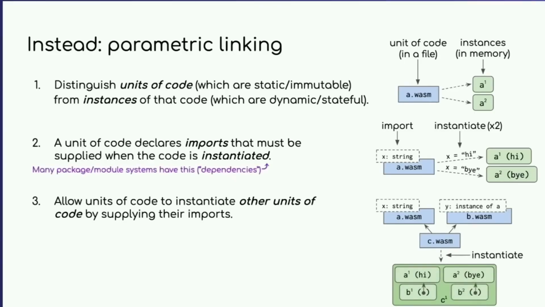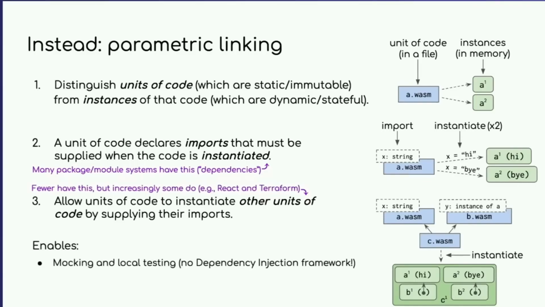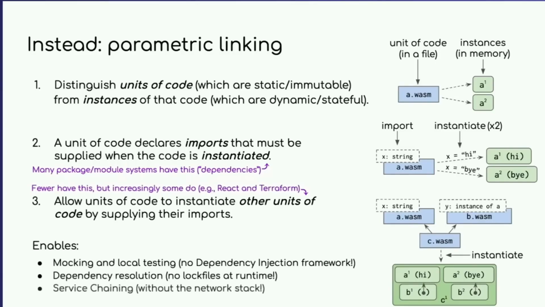And while many module and package systems have something like imports, often called dependencies, fewer have this ability for code to instantiate other code, although increasingly some do, like React components or Terraform parameterized modules, and so we're kind of going with that trend. And so concretely, what this enables is things like mocking and local testing without needing a dependency injection framework, dependency resolution without lock files at runtime, and service chaining without having an intervening network stack.